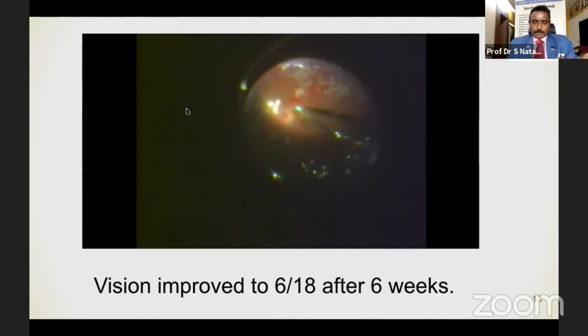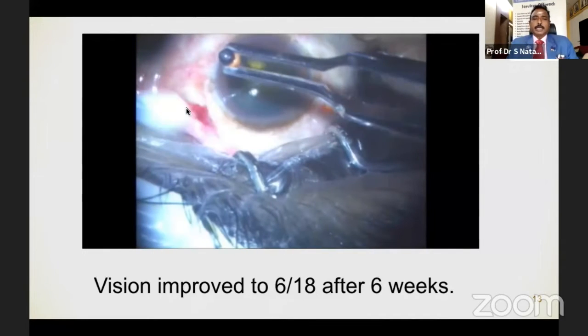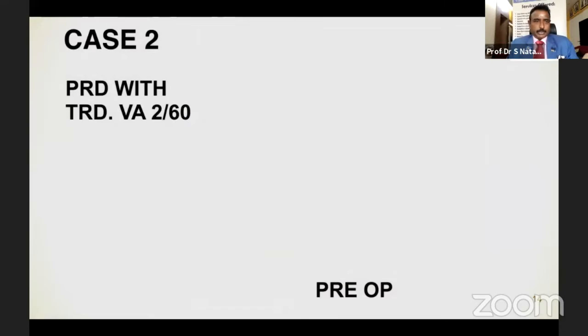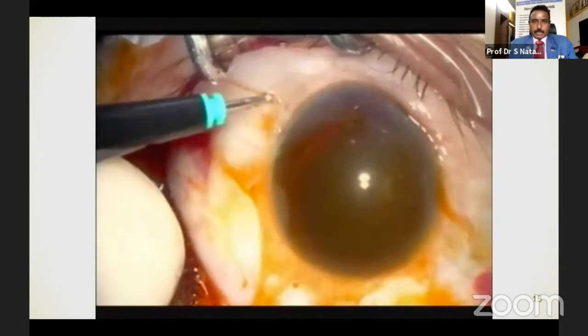And because the view is so good, particularly using the 3D, here you can't demonstrate that, but using the 3D you'll be able to see well. Another advantage of using the 3D is that whatever you see, everyone in the OT, including your assistant, can see. And this is the case of proliferative diabetic retinopathy with a preoperative visual acuity of 2/60 with a fibrovascular proliferation, as you see here, and this is the intraoperative.